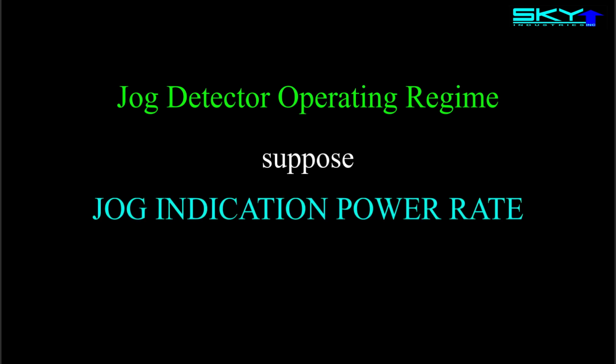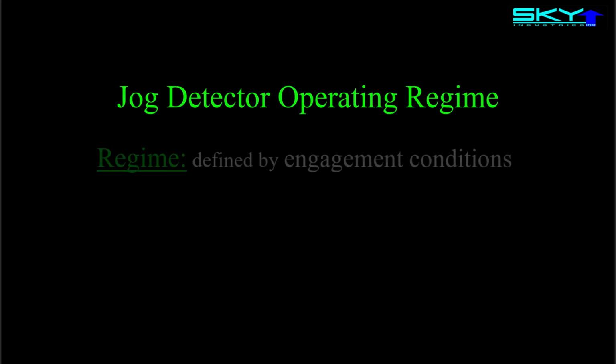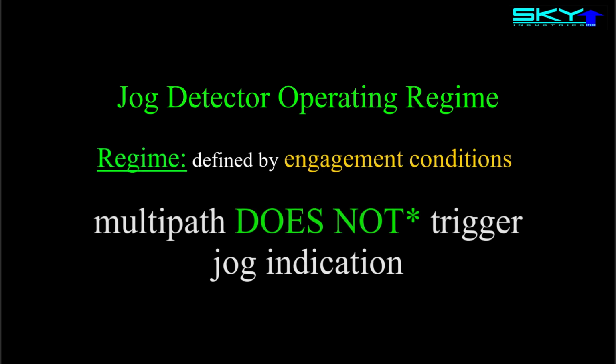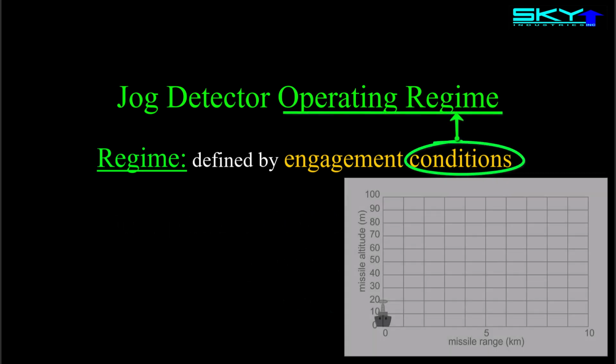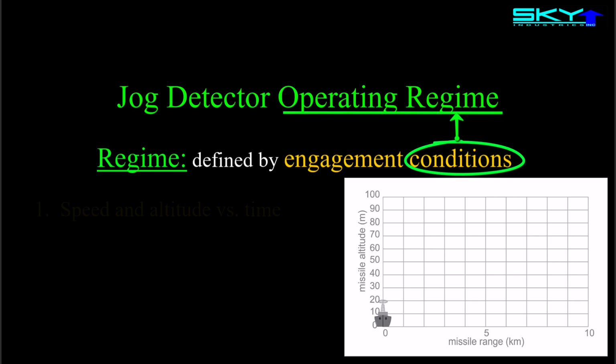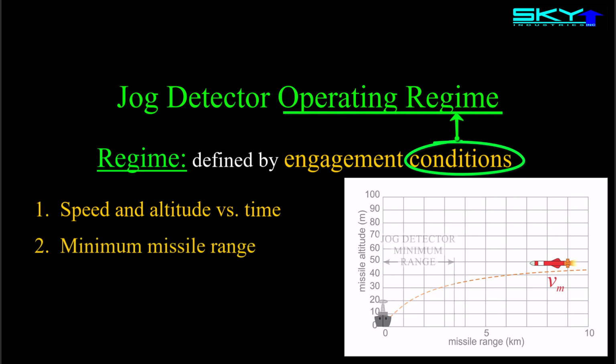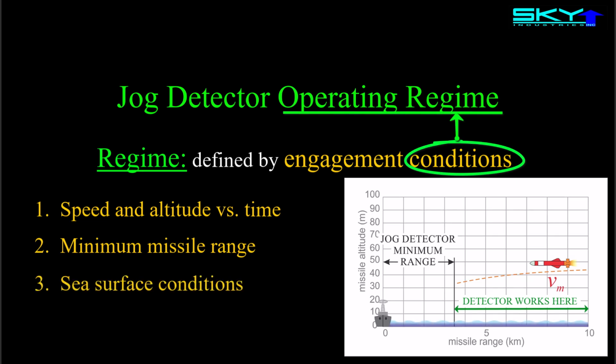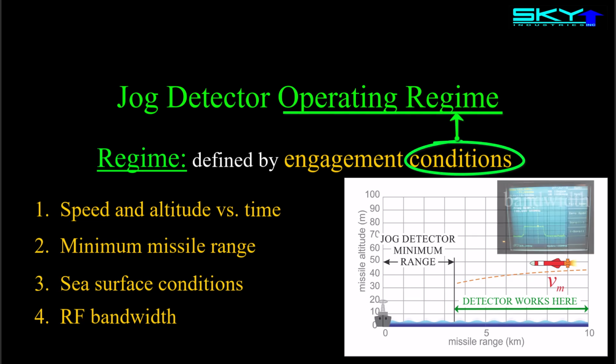Now, once the power rate threshold has been chosen for recognizing jamming-induced angle errors, then the operating regime of the jog detector can be defined. It's defined by the engagement conditions under which multipath does not cause power rates that can be confused with seeker angle deflections. And the word "conditions" means specifically these things. Firstly, the missile speed and altitude flight profile. Secondly, the minimum range of the missile from the ship at which the jog detector needs to work. Thirdly, the sea conditions under which it needs to work. And fourthly, the range of radio frequencies covered by threats for which a jog detector is needed.